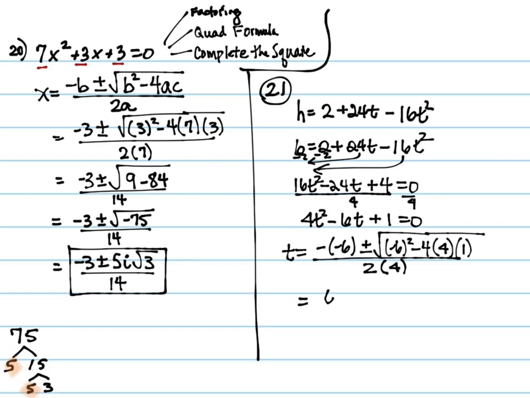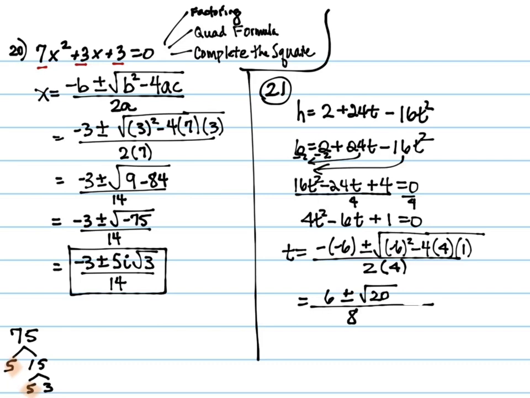Okay, so like we said, it's a positive 6 at the beginning. What is 6 squared? Negative 6 squared. It's 36. And then what is 4 times 4 times 1? 16. So if I take 36 minus 16, what do I get? Do you get 20? Yeah? And an 8 in the denominator?